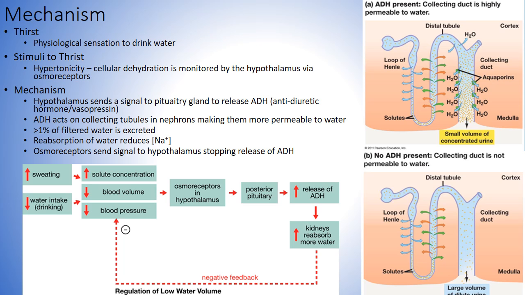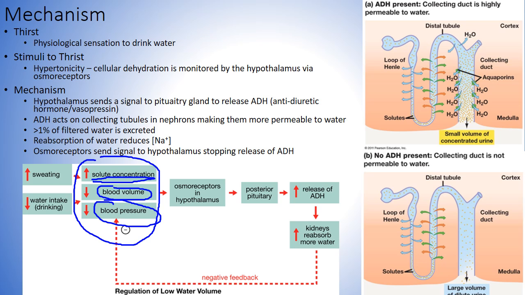Whatever the case may be, what we see here is when we sweat and when we don't drink water, solute concentration will increase. Okay? At the same time, blood volume will decrease. And as a result of a decrease in blood volume, we see a drop in blood pressure. All of these things here, these three things, these are considered to be the stimulus. Okay? I'm going to ask you this on the test.